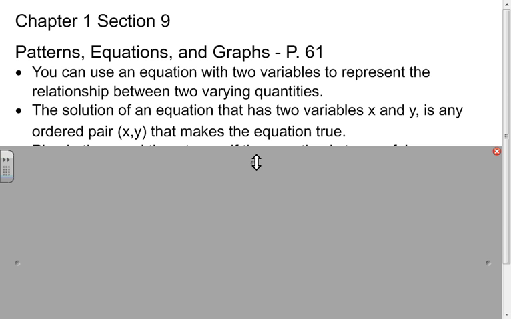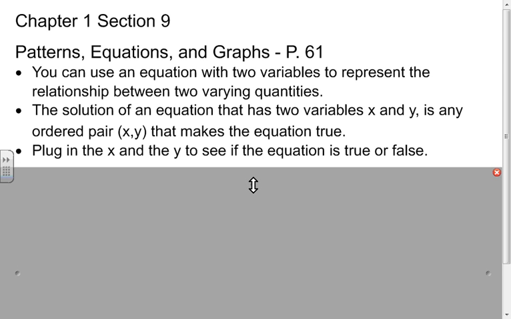The solution of an equation that has two variables, x and y, is any ordered pair that makes the equation true. Now, an ordered pair, you've got the word pair, which means that there's two numbers, one x number and one y number, and it's ordered because the order of those two things matters. The x has to come first, the y has to come second. In order to figure out if it's true or false, you plug in the x for x, plug in a y, see if the equation is true. Here's what those would look like.